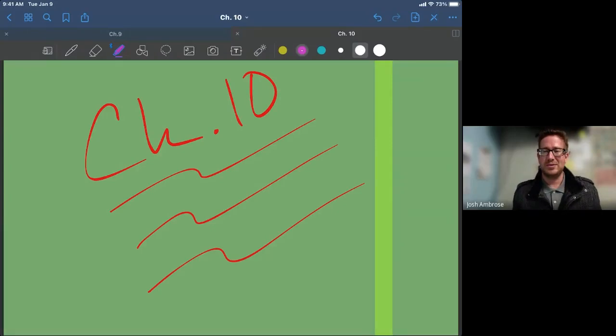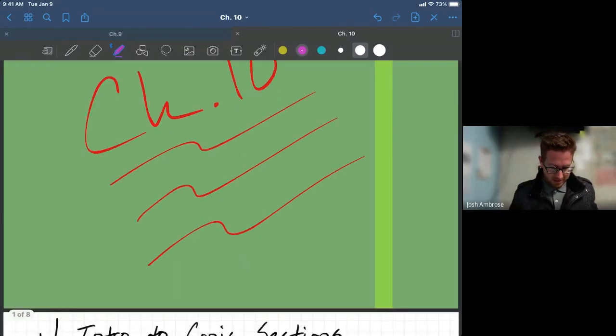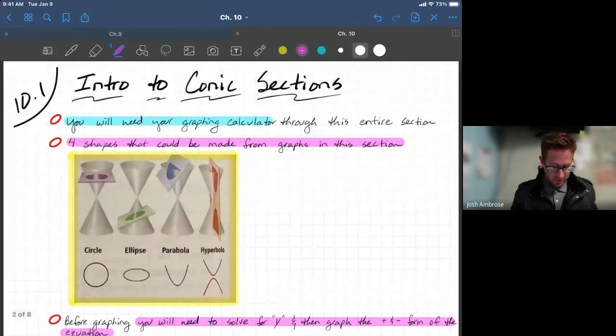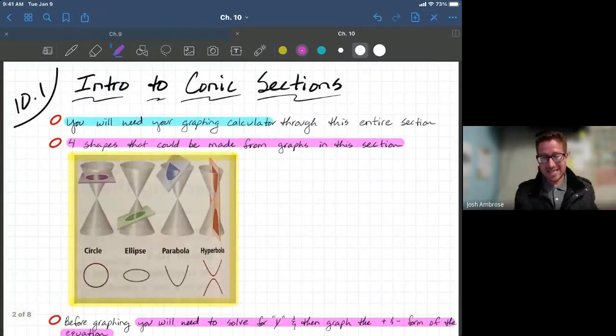Algebra 2, Chapter 10, guys. We're skipping ahead a little bit. All right, we are starting Chapter 10 today. So there you go, Chapter 10, Section 1. We are doing this thing called conic sections. We're going to be dealing with circles, ellipses, parabolas, hyperbolas, and you're going to need your graphing calculator.